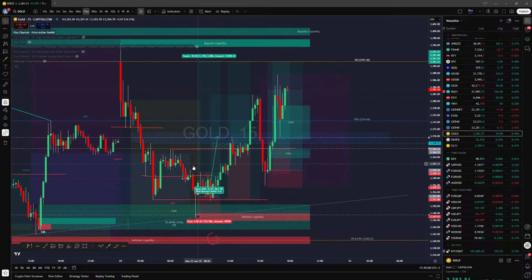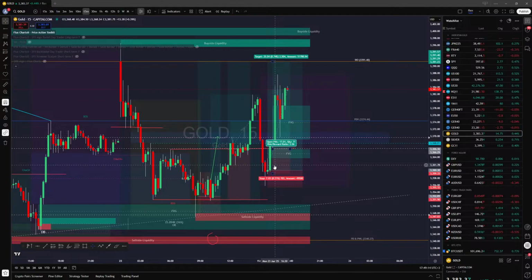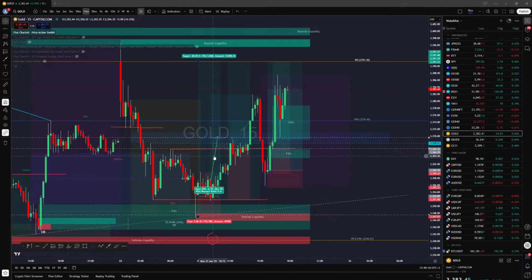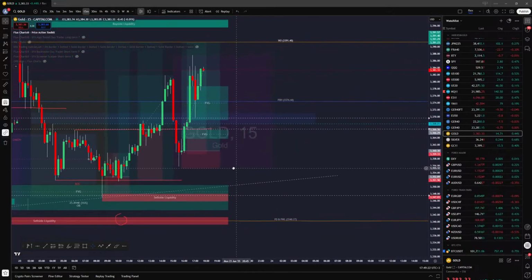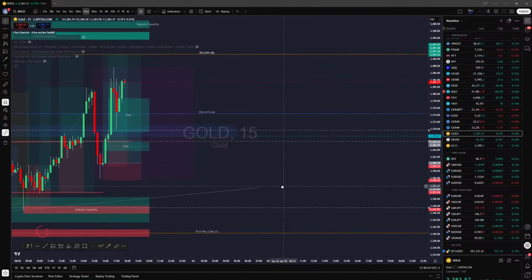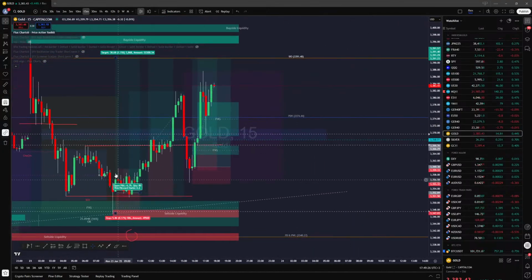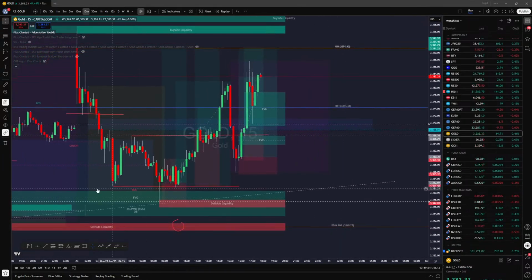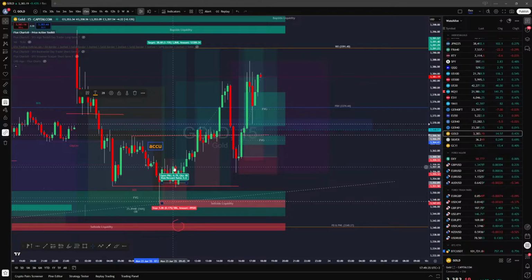So as you can see, the possibilities of entries are just enormous. You just have to identify the setup properly. This one is from the book. You have accumulation, right? Accumulation.